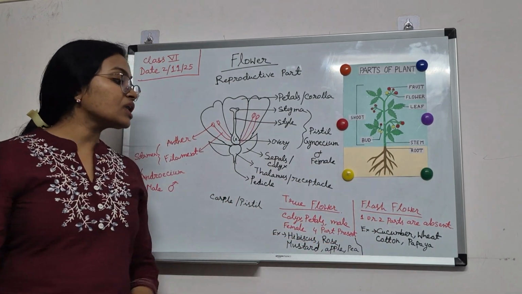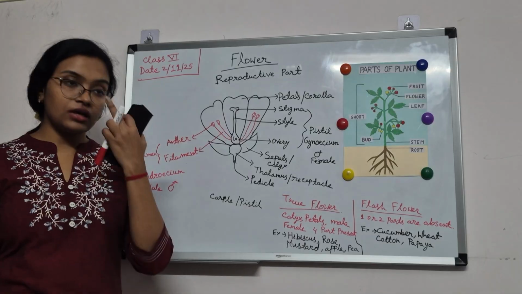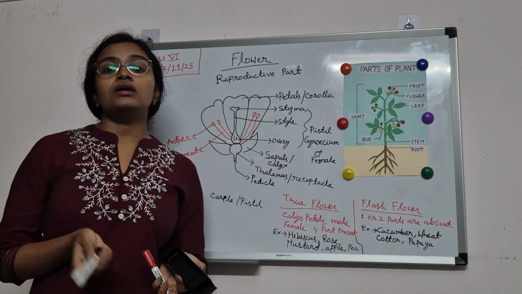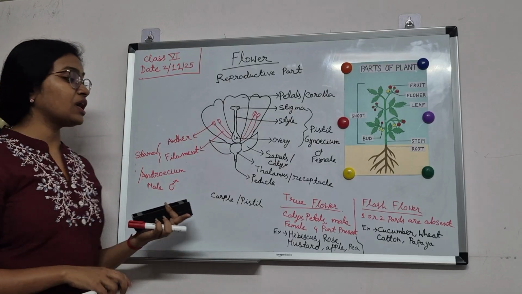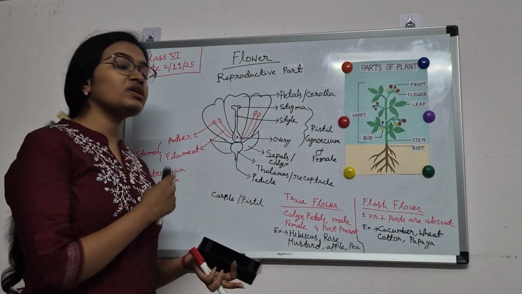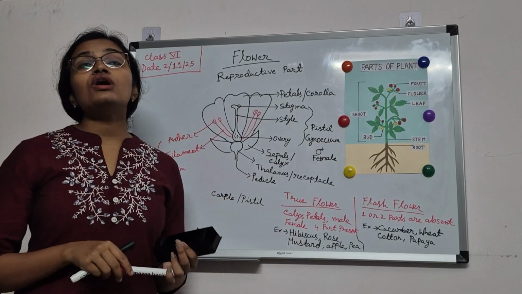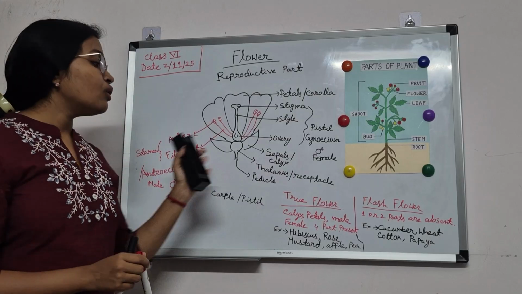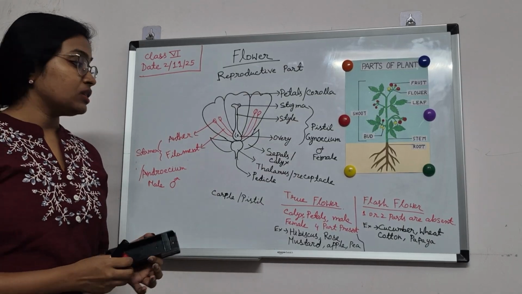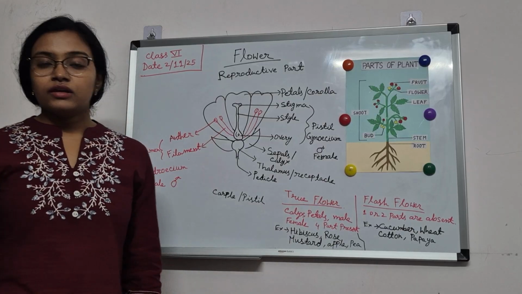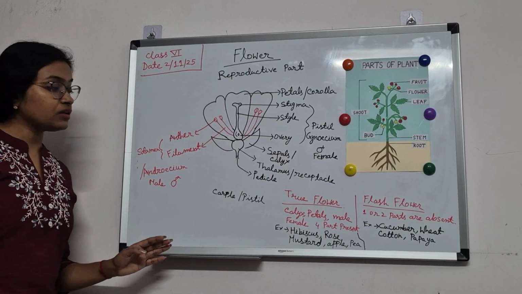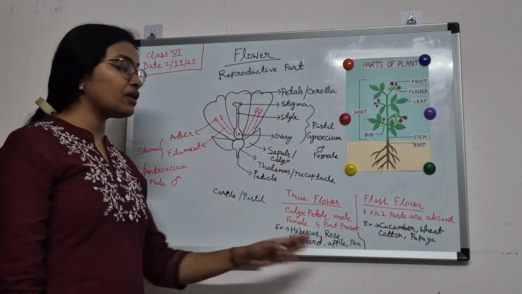In papaya and cucumber, you can see there are different flowers. In one flower only the male reproductive part is present, and in another flower the female reproductive part is present. So in one flower the 4 parts are not present. That's why we call them false flowers. Now do you understand the difference between true flower and false flower?